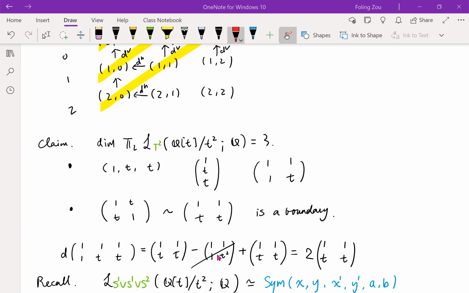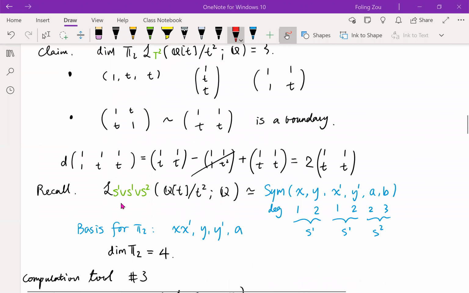And then this middle one is 0 because t squared is 0. It's an element in Q[t] mod t squared, which is 0. So we get that twice this class is a boundary. And since we are over Q, this is a boundary, and thus it's not a basis element in the homology.